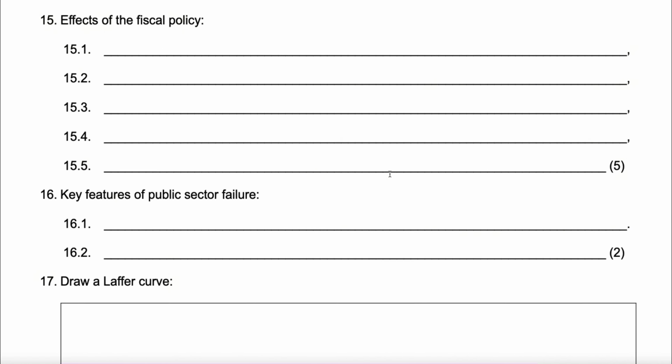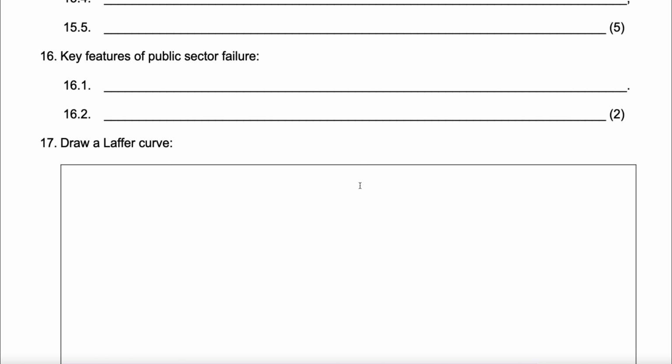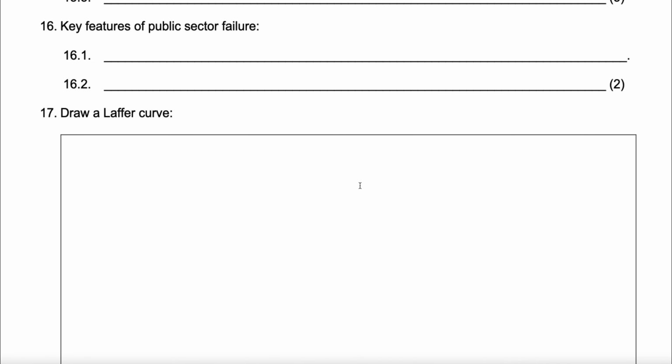Then moving on to the effects of the fiscal policy. Now, the effects of the fiscal policy, we have number 1, income distribution. Number 2, consumer spending. Number 3, stimulation or discouragement of certain sectors in the economy. And then price level. And then lastly, labor productivity. Then what are the key features of the public sector failure? Okay, the first feature will be ineffectiveness, and then we have inefficiency.